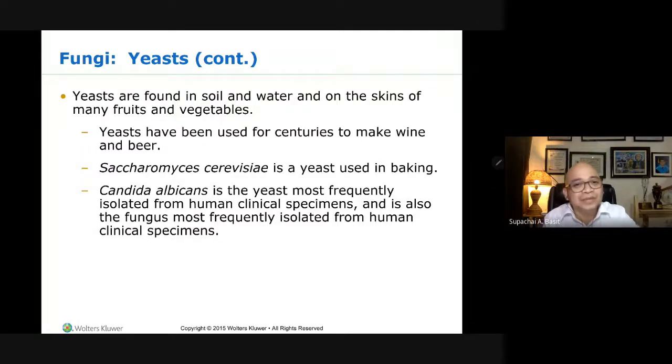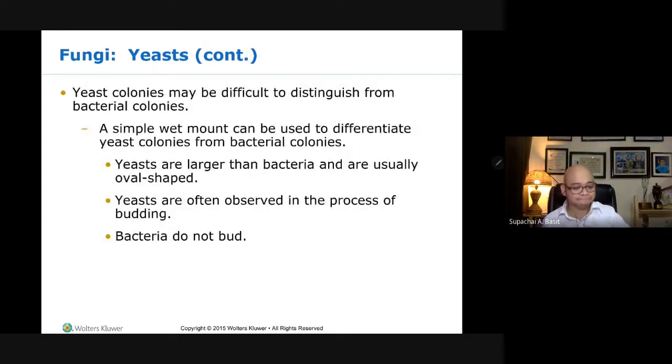Yeast are found in soil and water and on the skins of many fruits and vegetables. So yeast have been used for centuries to make wines and beer. Like what I told you, Saccharomyces cerevisiae is the yeast that we use in baking, yung pangpaalsa. Candida albicans is the yeast most frequently isolated from human clinical specimen, particularly if a person is immunocompromised because of the HIV infection.